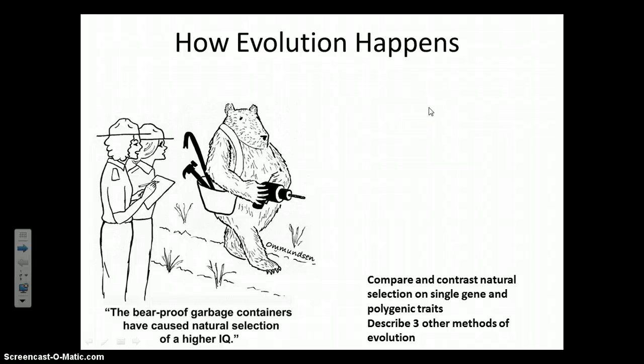In the M&M lab and with the cricket cartoon, we saw how differences in fitness could cause evolution to happen, or a population to change over time. But there's other ways that evolution can happen as well. So by the end of this video, you should be able to describe 3 other methods of evolution.